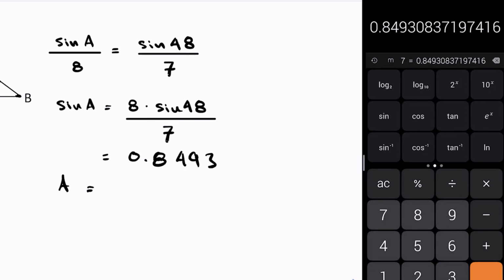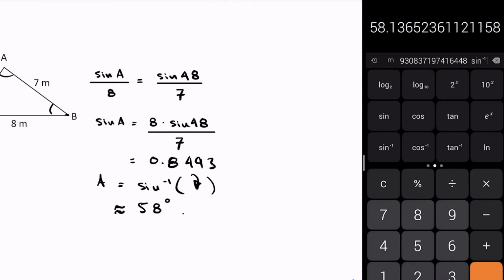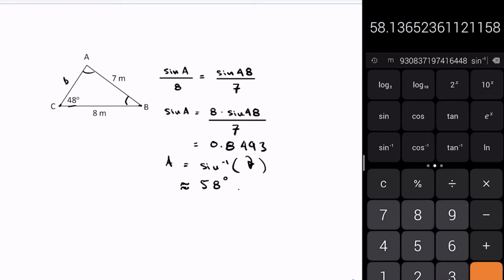To find the value of A, I have to take the inverse of this number. And when I do that, I just press sine inverse on my calculator, and that gives me 58.1, or just 58 degrees. Great. So we do have a value for A now. That is 58. And B is going to be 180 minus the sum of the other two. So 180 minus 58 minus 48.